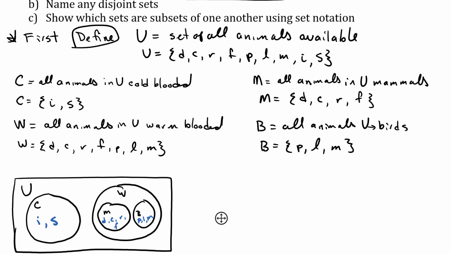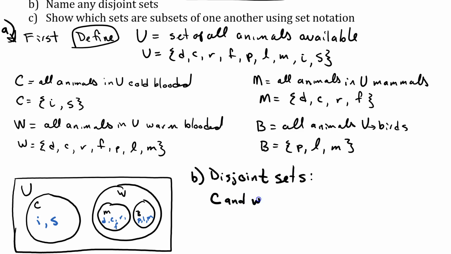So let's name any disjoint sets. That was A. All of that was A. B, disjoint. Well, we have cold-blooded and warm-blooded. We have mammals and birds. But we also have mammals and cold-blooded. And we have birds and cold-blooded.